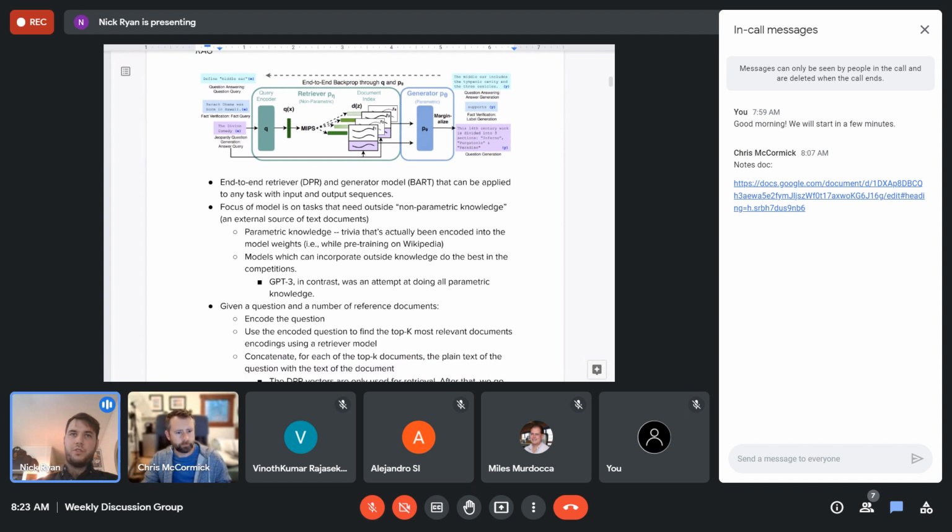And this answer is generated, and they have two models, and there are two strategies for doing this.